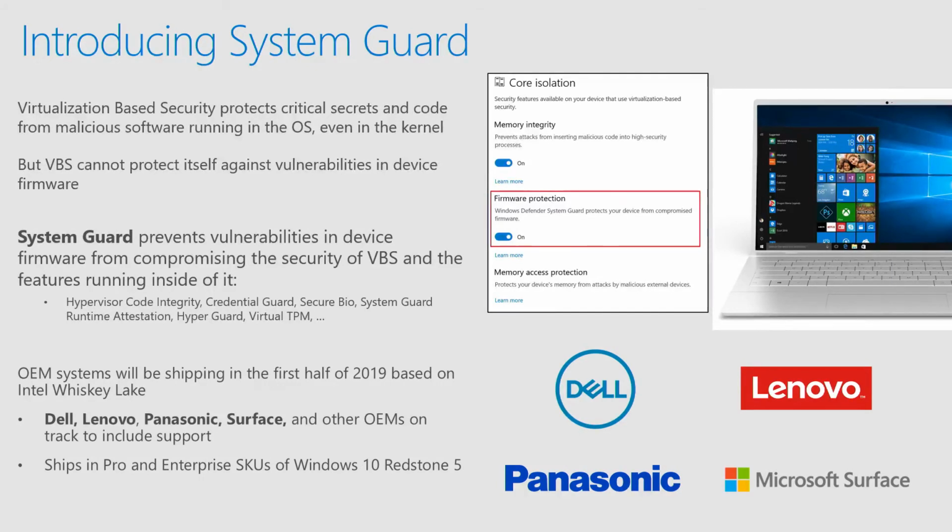So we've actually partnered with a few of the most popular OEMs out there, Dell, Lenovo, Panasonic, and Surface, to implement a new hardware feature set that allows us to attest to the security of the firmware, giving us that visibility we didn't have. We call that System Guard firmware protection. In the latest version of Windows, RS5, you're able to manage that through MDMs and GPOs, and you're able to attest to firmware protection as a requirement for conditional access.